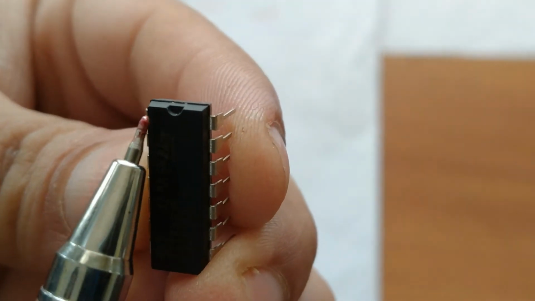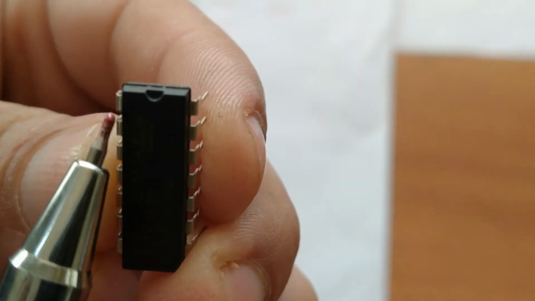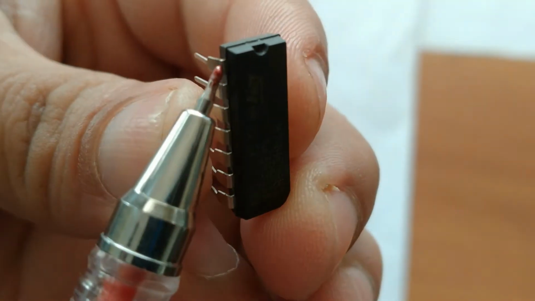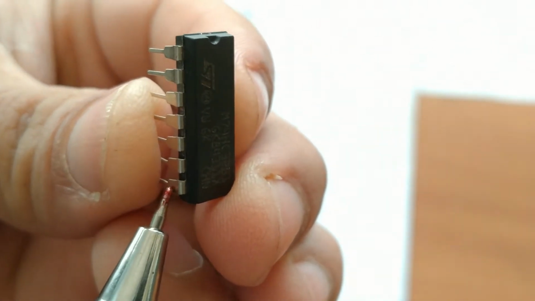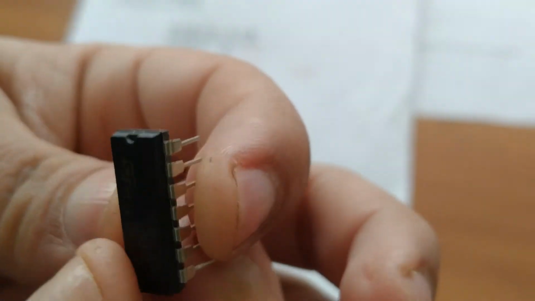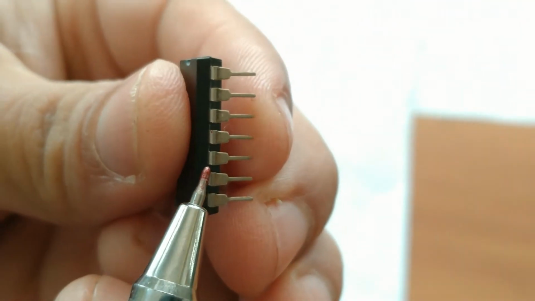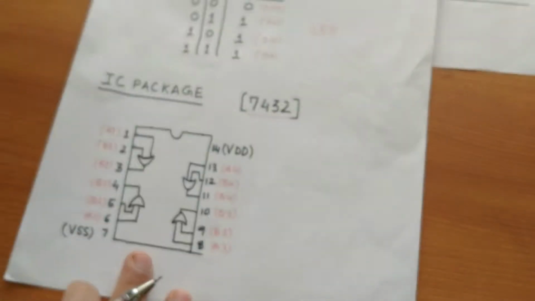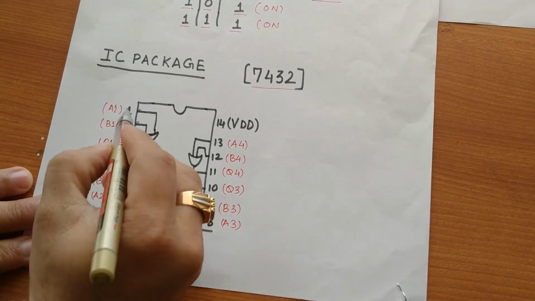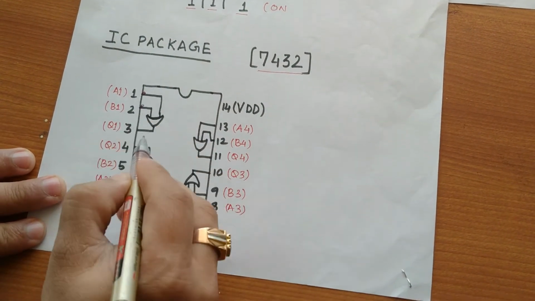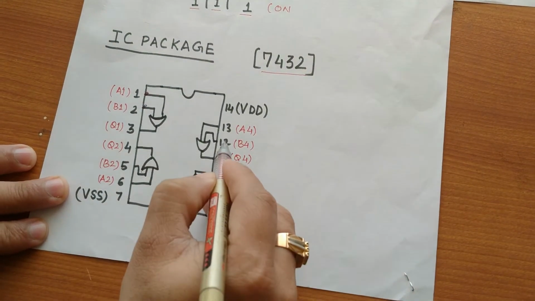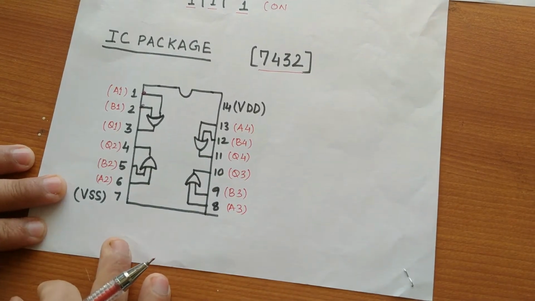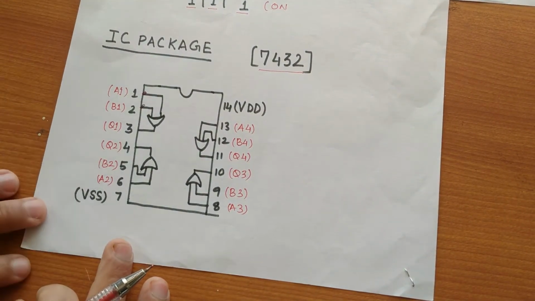From the left side, you start counting. If I rotate the IC, this will be your 1 2 3 4 5 6 7, and then if I rotate it here, you will get 8 9 10 11 12 13 14. Coming back to the IC package, this is the schematic diagram of the internal structure, how your IC looks.